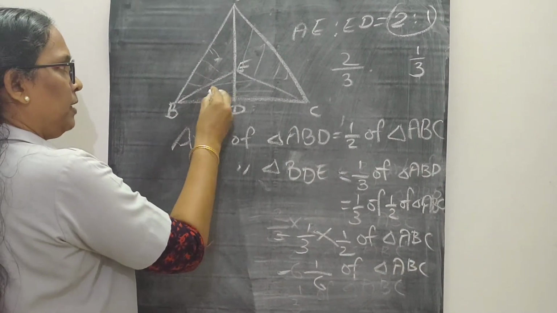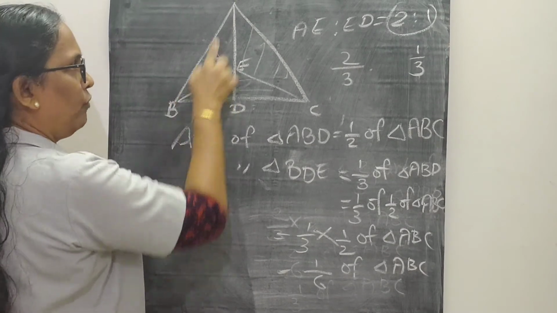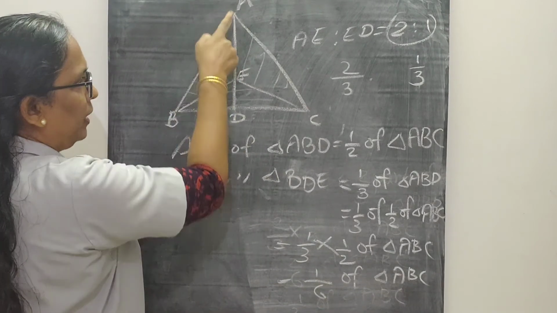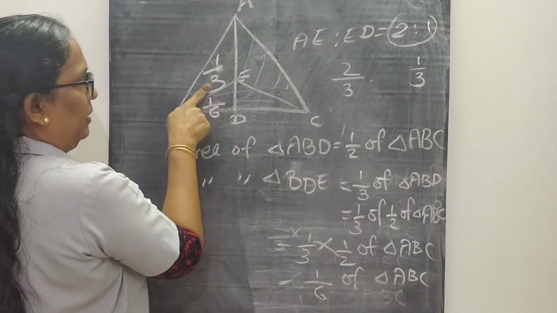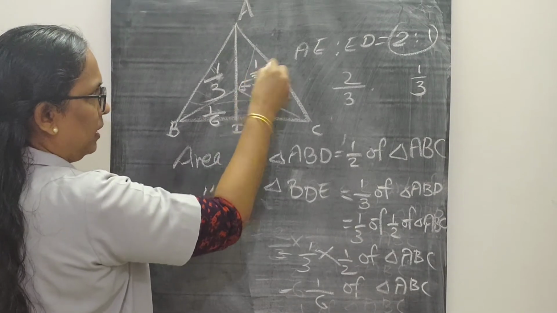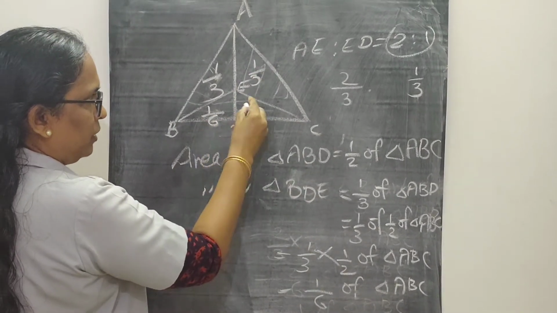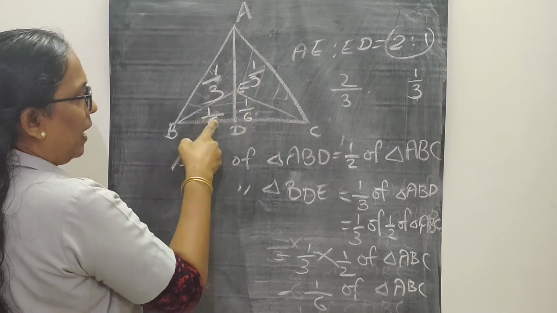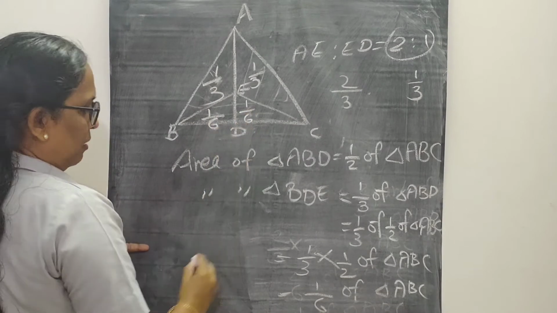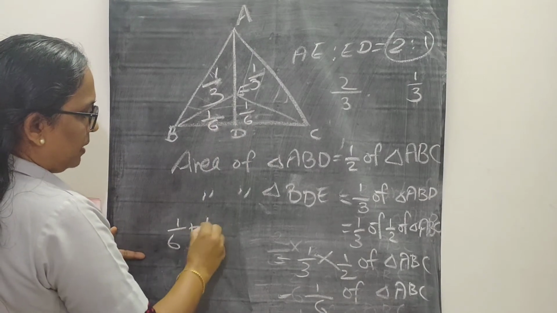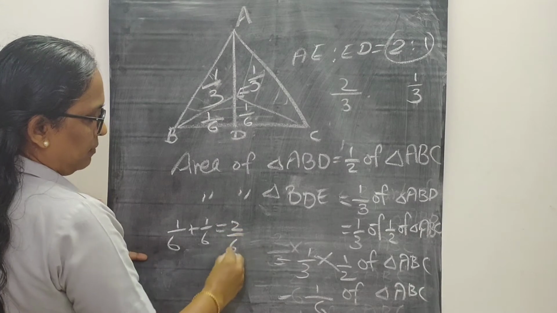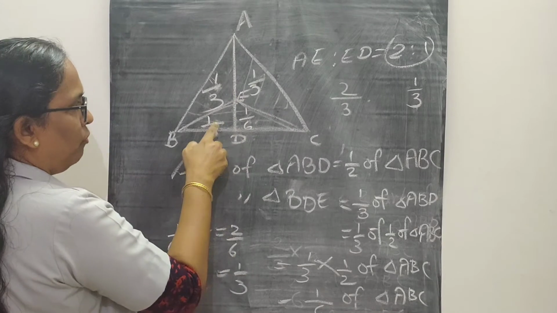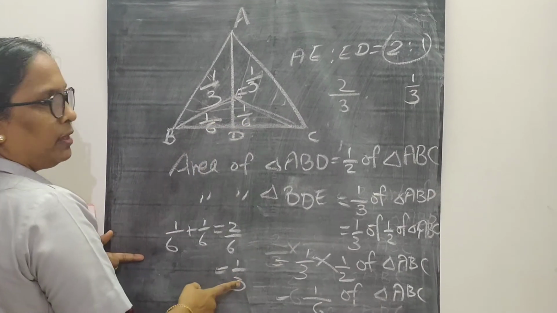So, this means it is 1 by 6 part of triangle ABC, and this one is 1 by 3 part of triangle ABC. Here also it is 1 by 3, and here, since the ratio is the same, 2:1, it is also 1 by 6. Then adding 1 by 6 plus 1 by 6 equals 2 by 6, which is equal to 1 by 3. That is, this triangle totals 1 by 6 plus 1 by 6, which is 1 by 3 itself.